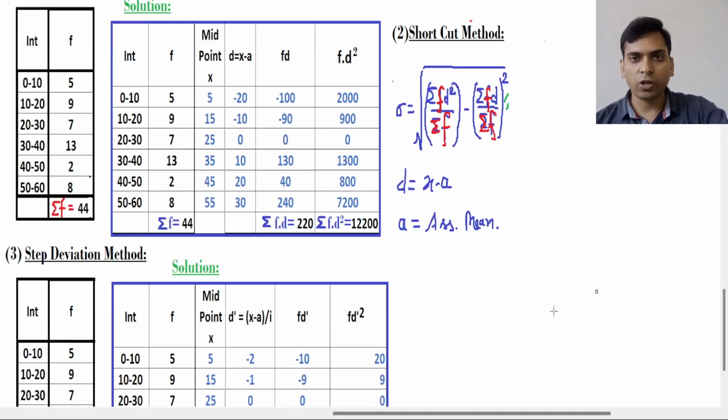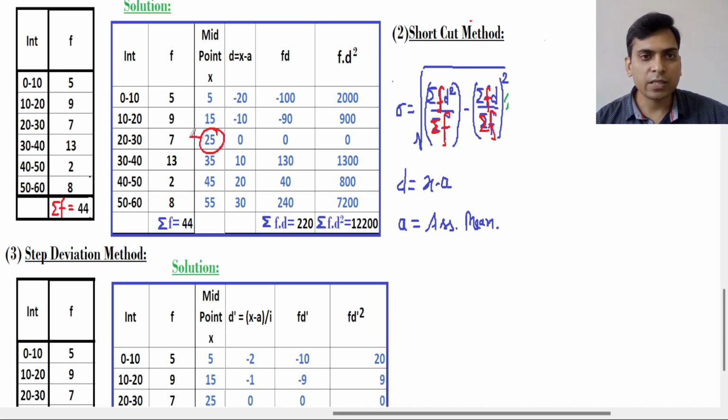Okay, so for this shortcut method, first you need D, and you have X already. In the last case, we have already found this X value, the midpoint. Now you need D. For D you need A. A is the middle value from the X column. So this is the X column. So the middle values are 25 or 35. No need to find highest plus lowest near about value. So simply you can take either 25 or 35. I am taking 25 as A.